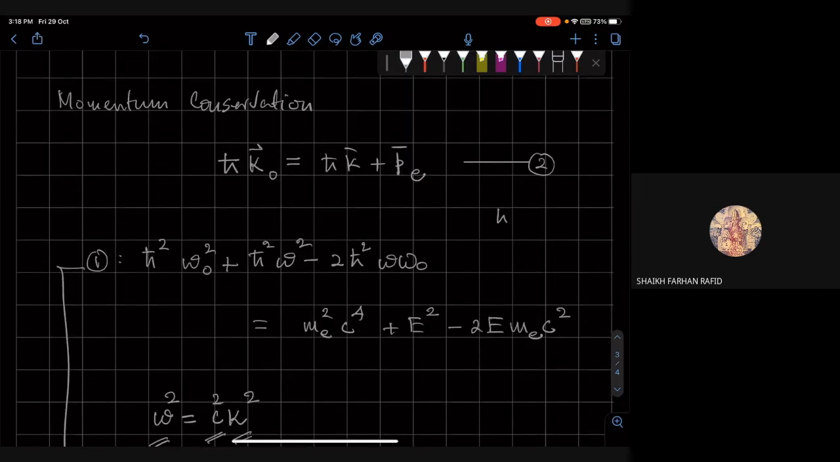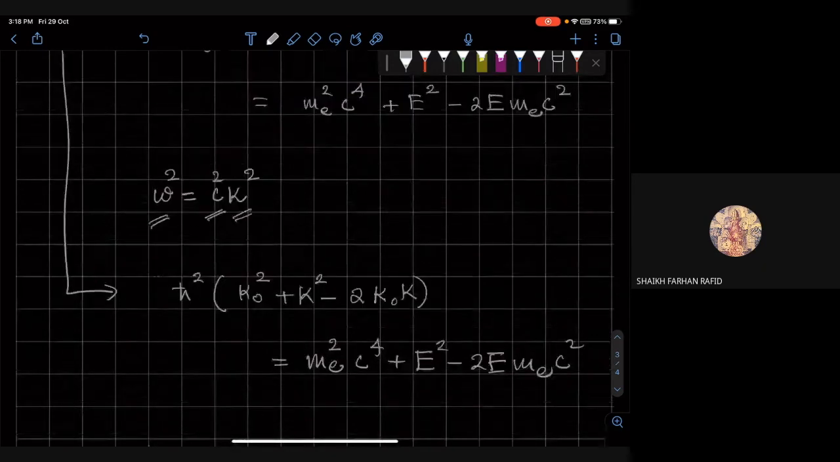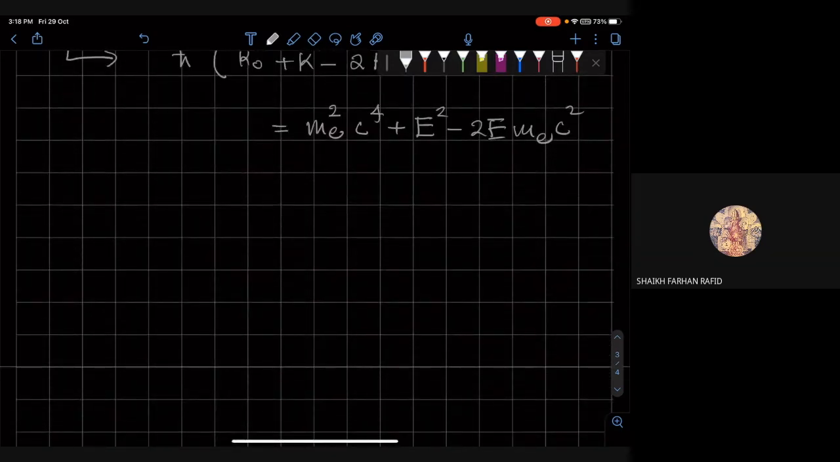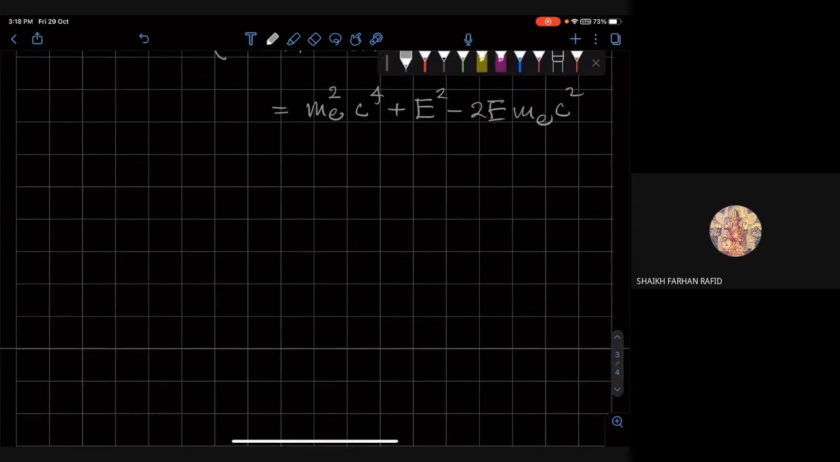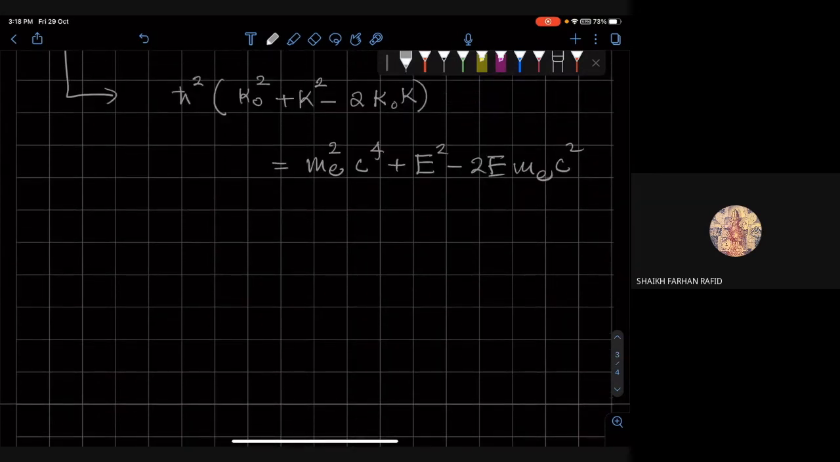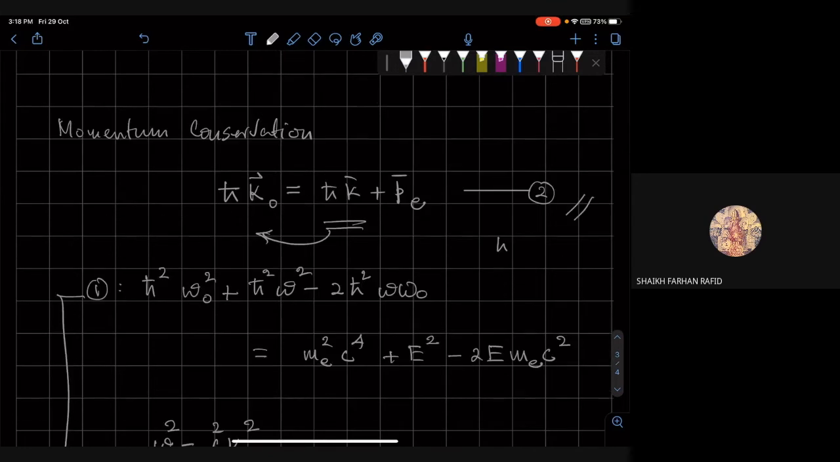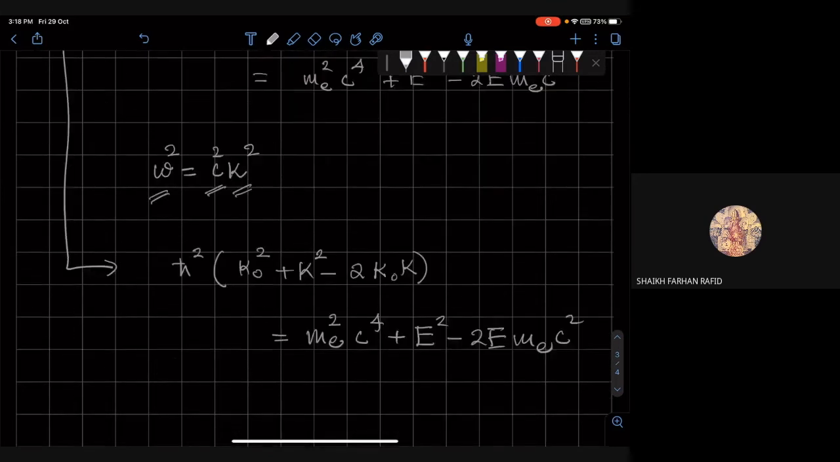And then we look at the vector equation, the momentum conservation, and we take the square of this equation. Before we take the square, we take this guy to this side. If we square this equation, we get an equation which will have the angle between k and k naught, because k naught and k are vectors here.